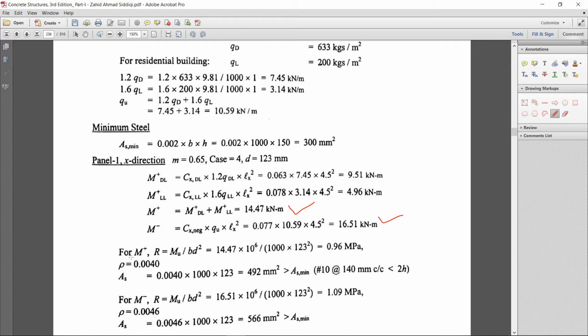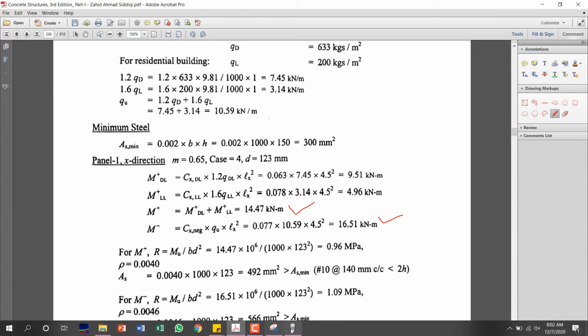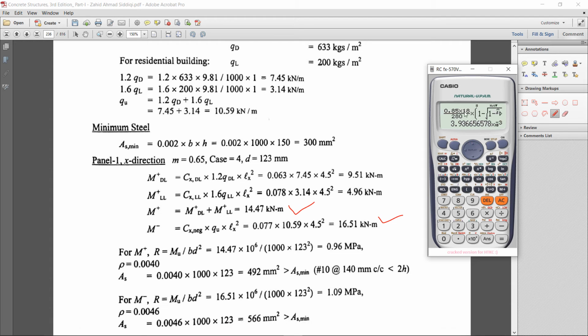Here the author has calculated the area of steel for the negative moment, that is 566. We will go back. In this equation we only have to put the moment value, that is 16.51. Hit enter. You get this value of steel ratio, multiply with BD, 1000 multiplied by 123, equal. So your answer is 555 millimeter square. That is the area of steel from the exact formula.